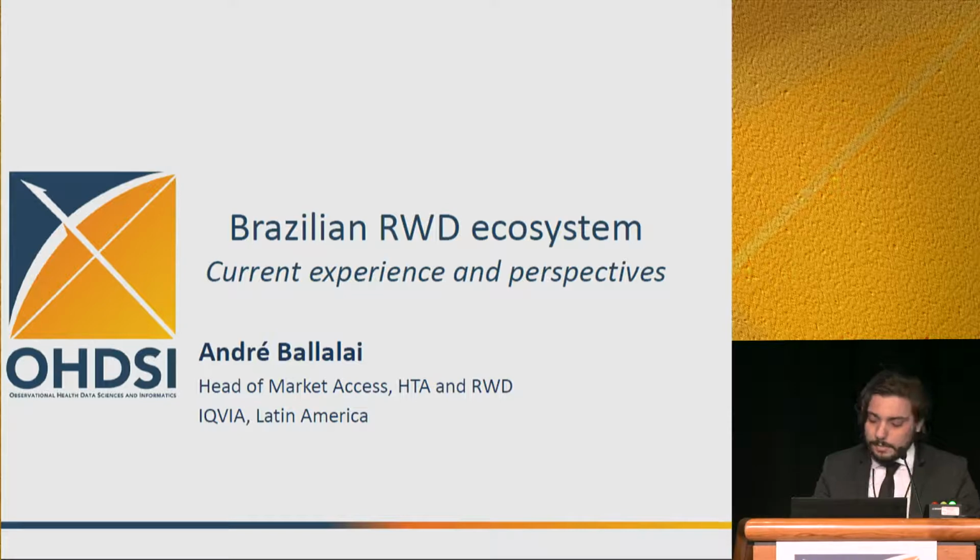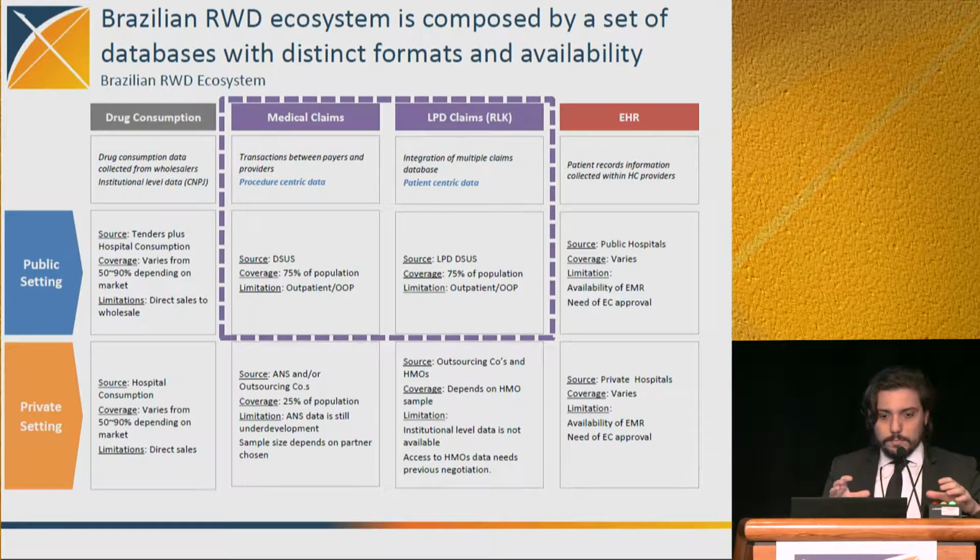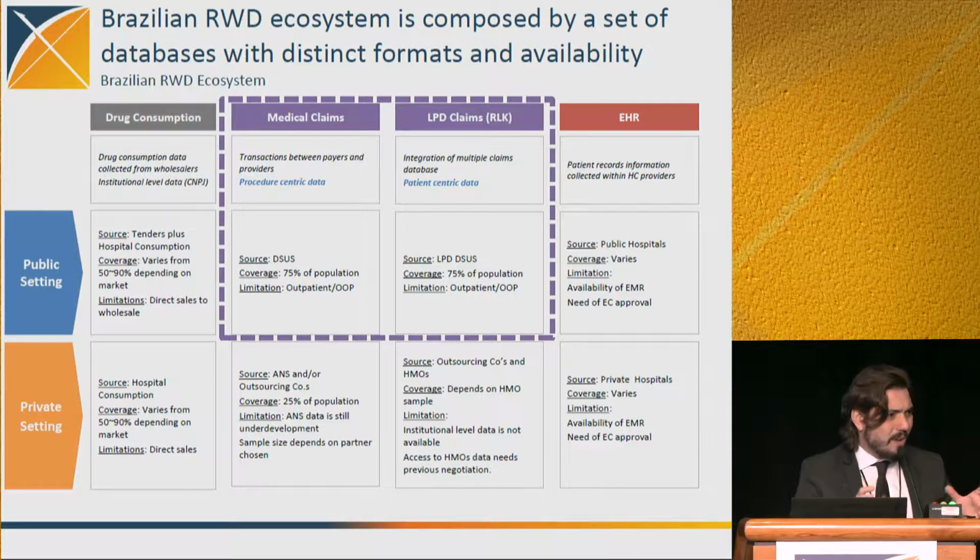Firstly, let me explain where we are in Brazil. Brazil has two different healthcare settings: a public and universal one that you can compare somehow to the NHS in the UK, and a private one that's somehow like the US, with HMOs and healthcare insurance. The public setting is universal, but 25% of the population has healthcare insurance that is generally funded by private companies and employers.